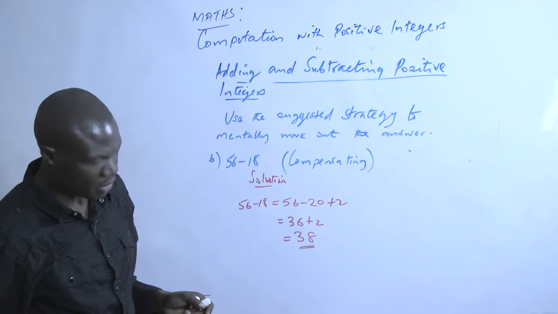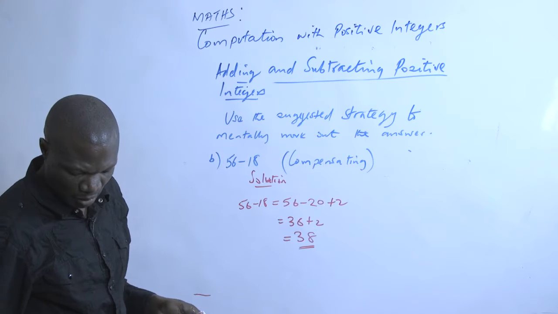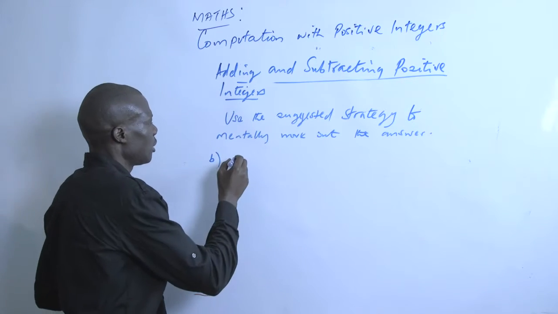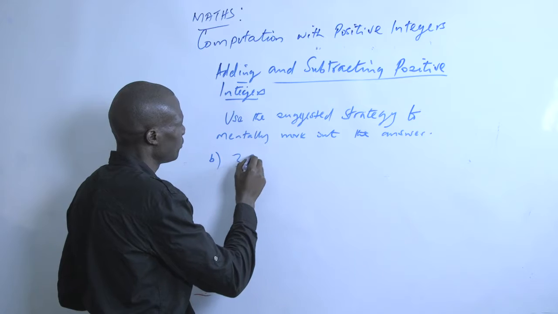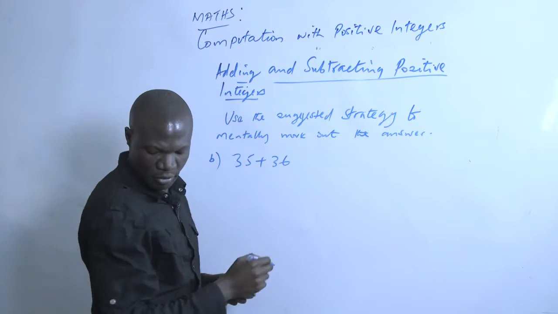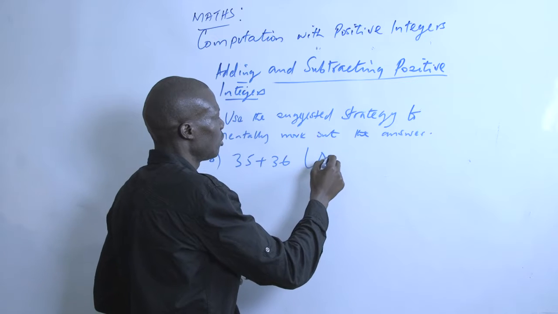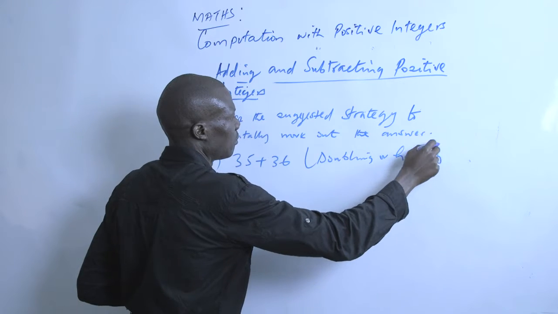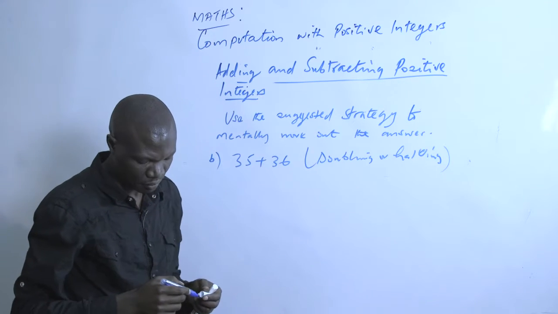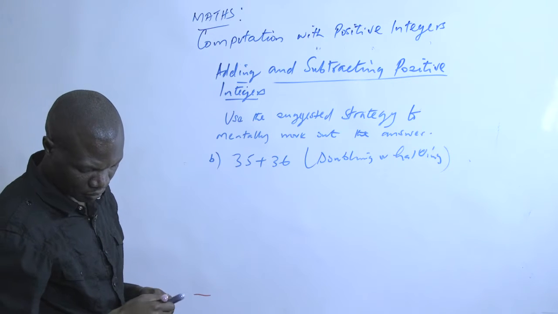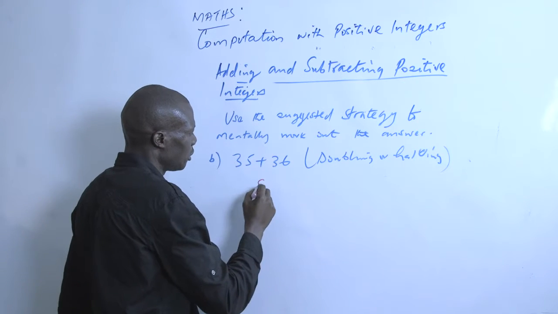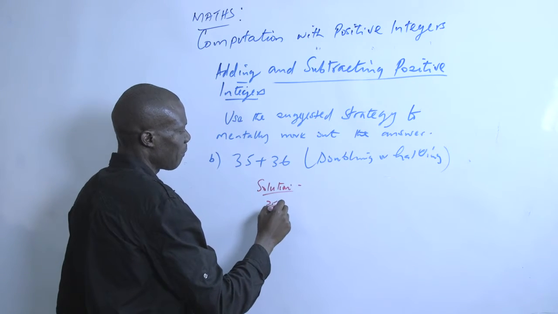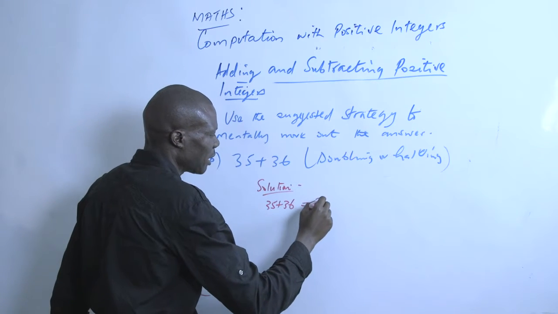The last method, doubling or halving. Let us work on 35 plus 36, and we want to use doubling or halving. For our solution, we find that 35 plus 36 will be the same as 35.